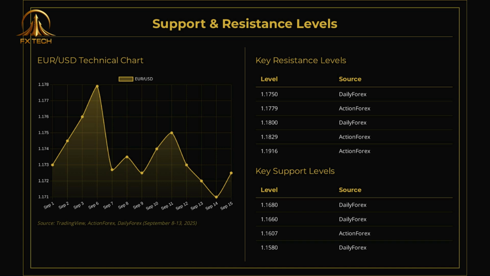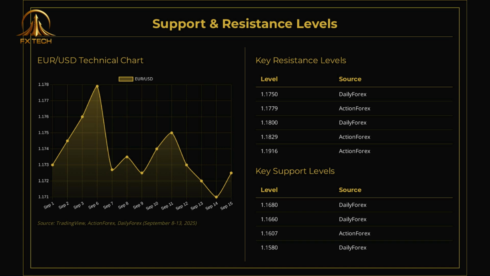As you can see, the pair is currently trading within a well-defined range. On the right, we have a detailed breakdown of the key resistance and support levels. The main resistance levels to watch are 1.1750, 1.1779, and 1.1800. A break above these levels could signal a further move to the upside.